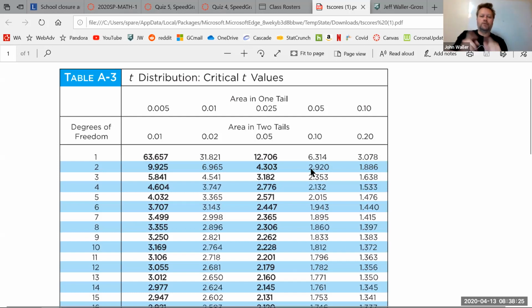Okay, so try this one. Let's say I have a situation where S is the only thing known. We don't know sigma. N is 81, and I want to be 99%.